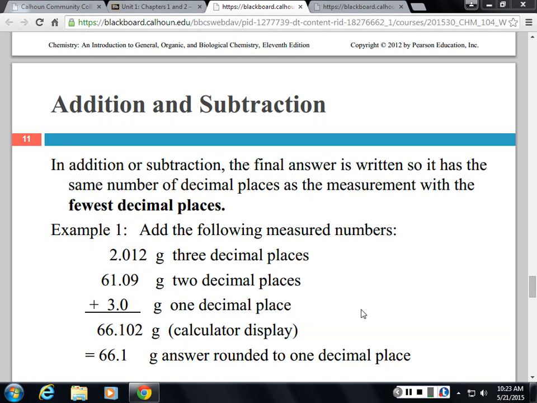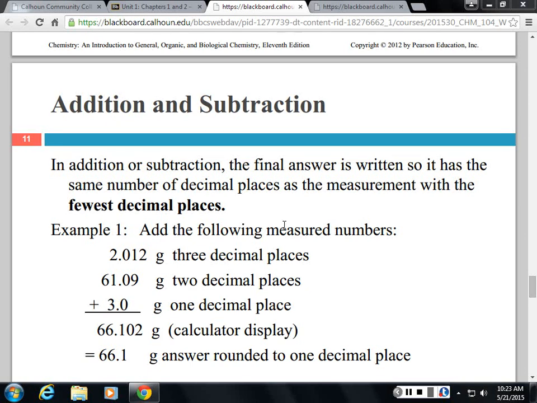So when you write or report your answer, whether it's in Mastering or wherever it is, of course you have to report your unit if you have one. More than likely you will. Okay, you look at the decimal places, the measurement with the fewest decimal places.